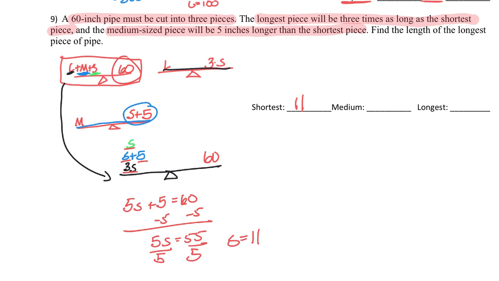Our medium piece, remember we wrote up here, the medium-sized piece is 5 inches longer than the shortest piece. So 5 inches longer than 11 would be 16. And it says the longest piece is 3 times as long as the shortest piece. So the longest piece is going to be 3 times 11, which is 33. I'll just tack my units on there. These were in inches.